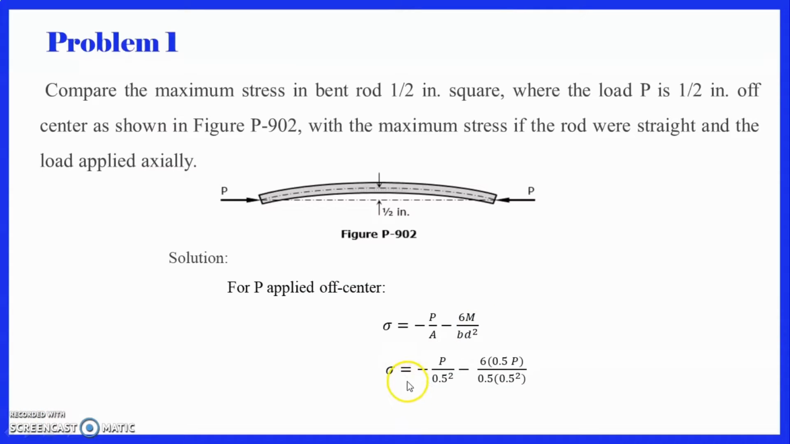Therefore, sigma is equal to minus P over 0.5 squared, minus 6 times our bending moment, which is 0.5P, over 0.5 times 0.5 squared. So sigma is equal to negative 28P. The value negative 28P is the stress for P applied off center.